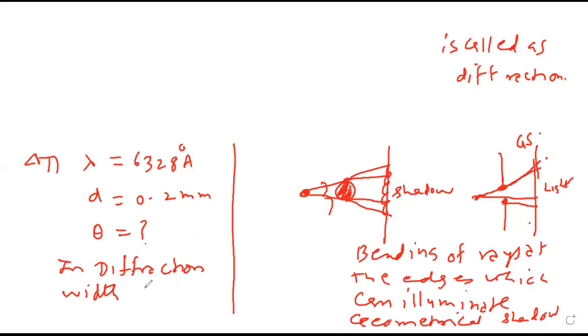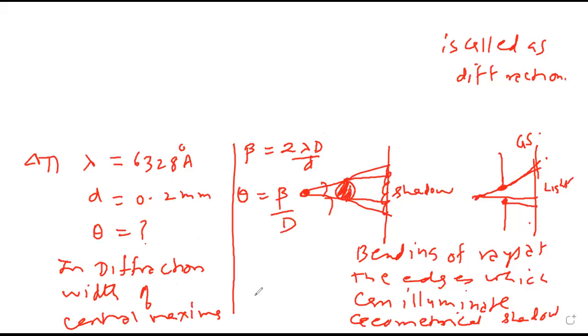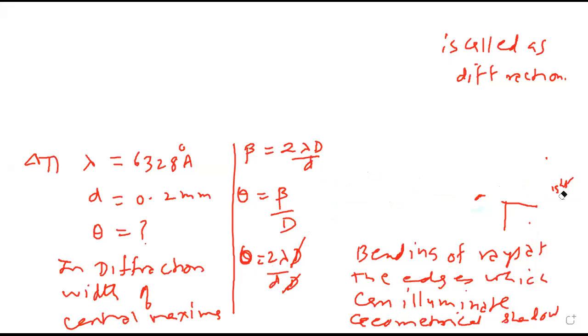So in diffraction, width of central maxima, beta equals 2 lambda D by d. So angular width is beta upon capital D. Beta is 2 lambda D by d, upon capital D. I can cancel this D by D. So theta will become 2 lambda by d. The answer will come in radian, but if option is given in degree, then you have to convert radian to degree by multiplying with 180 upon pi.